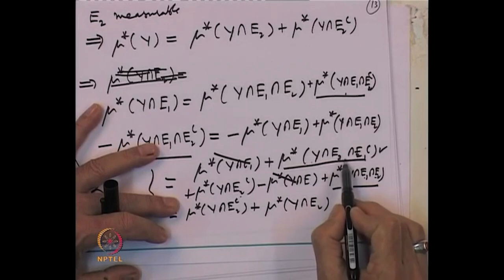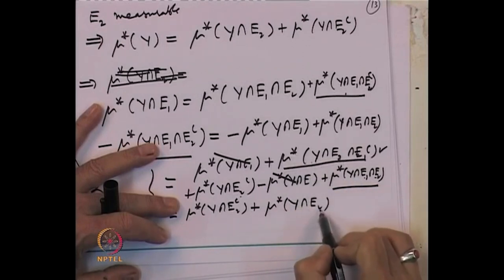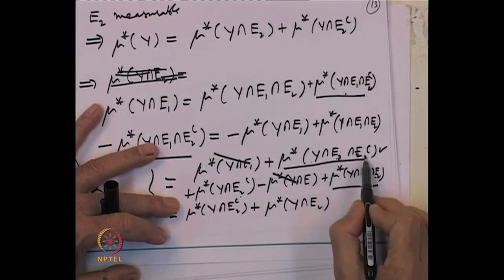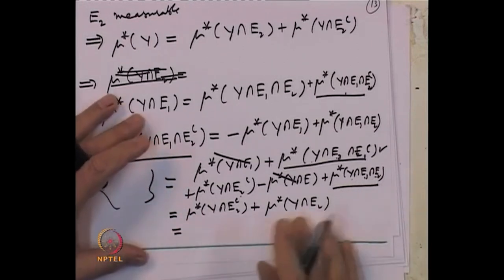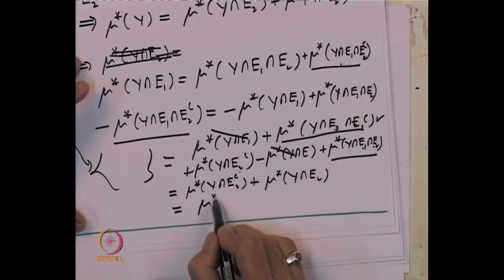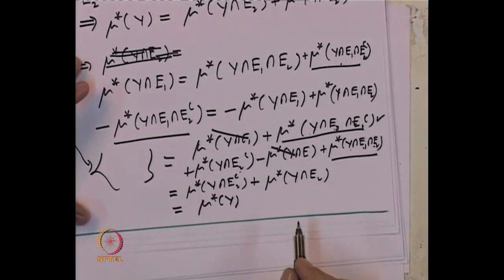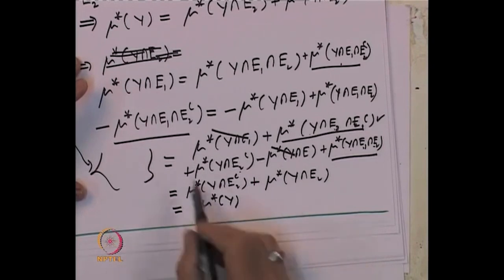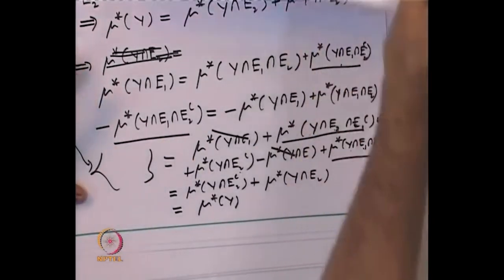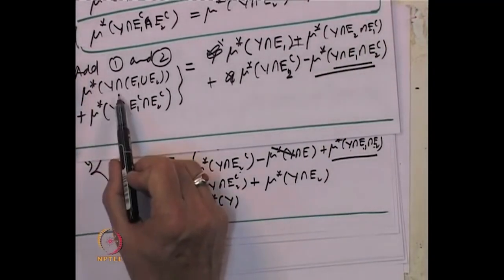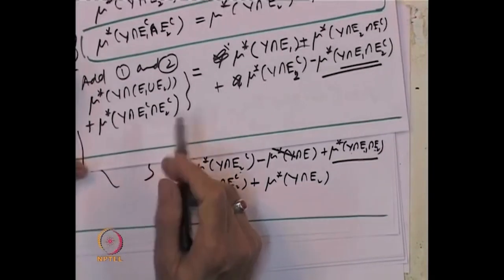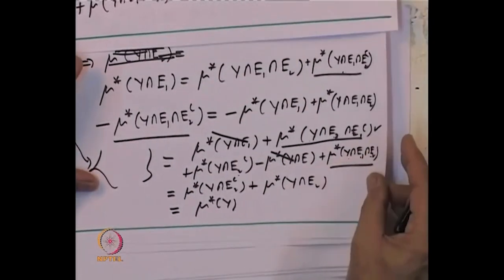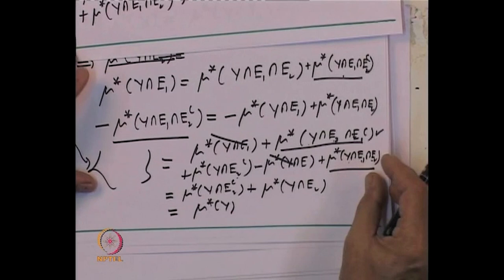Now, look at the fact that E1 is measurable. So, mu star of y intersection E2 is mu star of y intersection E2 intersection E1 complement plus mu star of y intersection E1 intersection E2. And now, once again using the fact that E2 is measurable, that is equal to mu star of y. So, we have proved the required condition that mu star of y is equal to mu star of y intersection E1 union E2 plus mu star of y intersection E1 complement intersection E2 complement. That means we have proved the fact that S is an algebra of subsets of the set X.